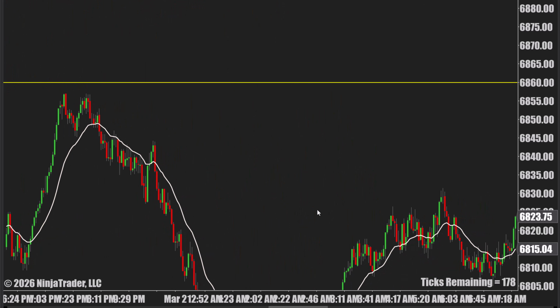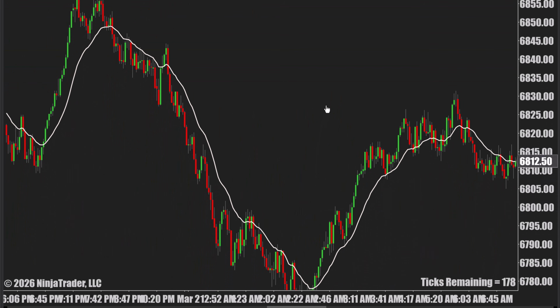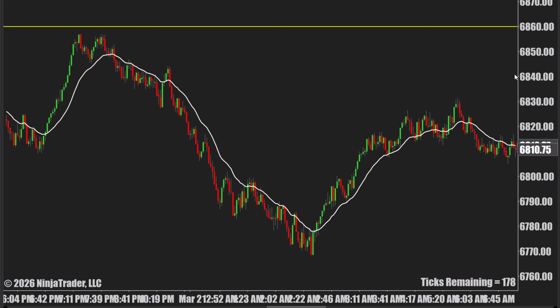There were so many ways to make money today. Let's dive in. Even if you started before the market, even as the session opened, I don't even know where to start this thing.